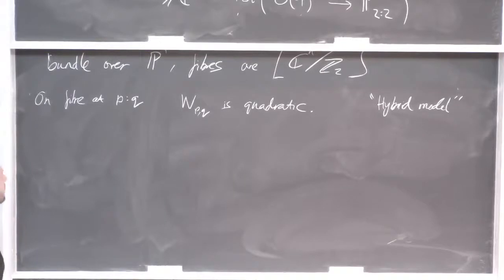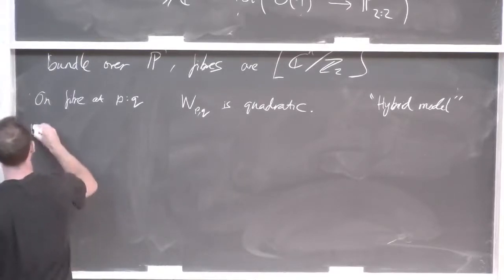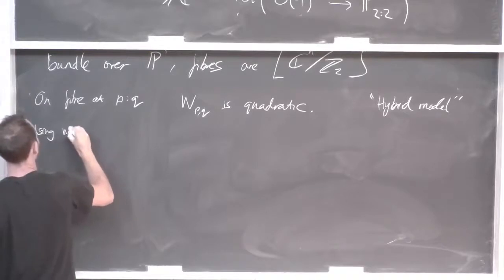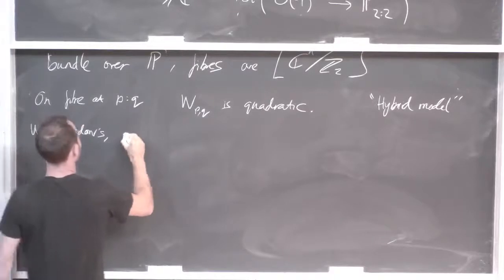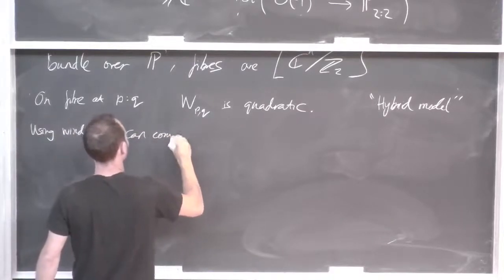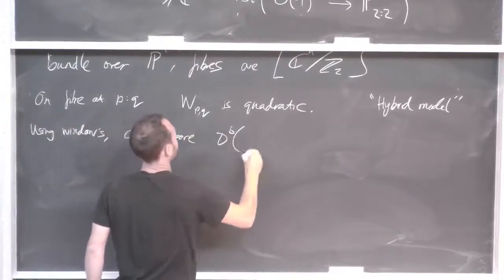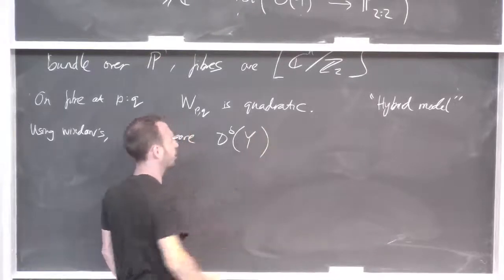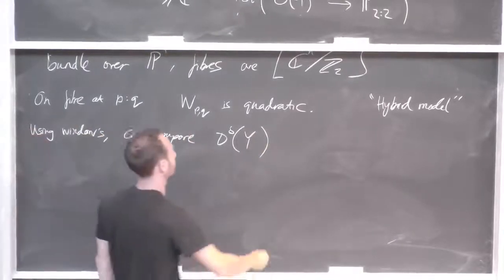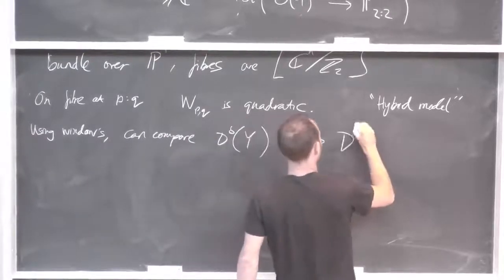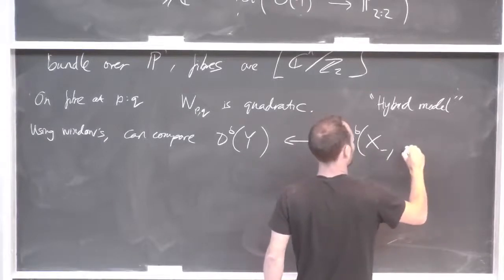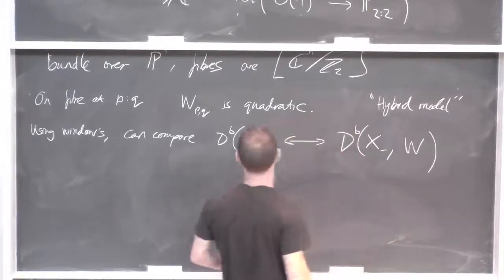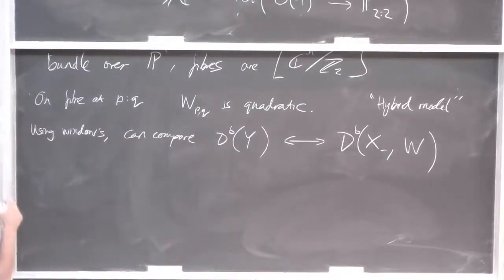So using windows, we get a comparison, an equivalence or a semi-orthogonal decomposition, between the derived category of this codimension 2 thing, this intersection of two quadrics, and this maybe slightly crazy looking thing, which is a hybrid model. So matrix factorizations on X minus. OK? And depending on the numbers, you'll get an embedding one way or the other.